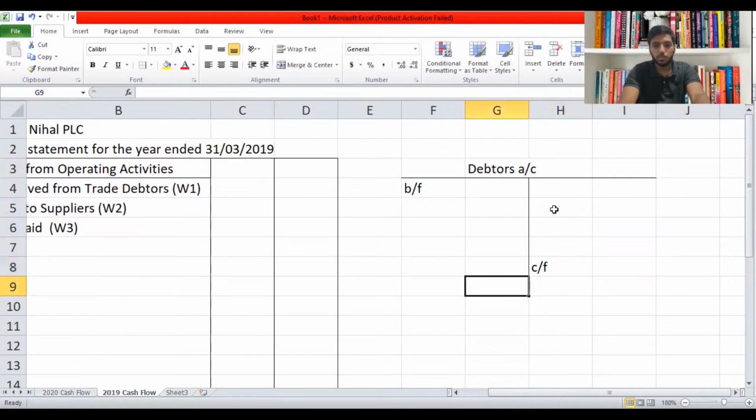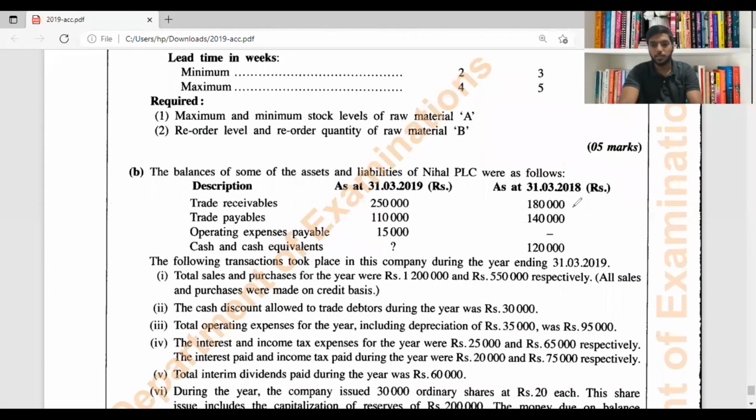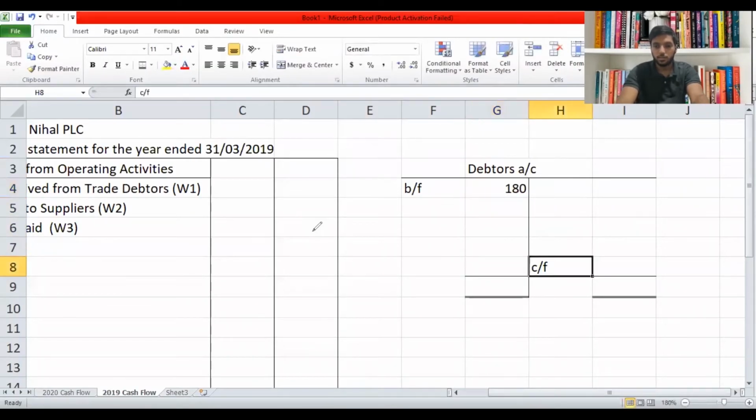Let me move on to the sum. Let's have these final balances. So what is the brought forward balance on the sum? You can see on the sum, the brought forward balance of trade receivables is 180,000 and 250,000 is your closing balance. So I'll take 180 on the debit side and 250 on the credit side. I'm taking in thousands, so I'll not show the full value. So here I have taken 180 and 250.